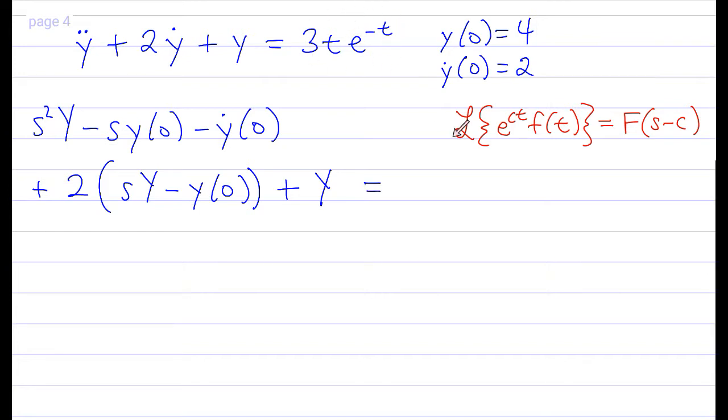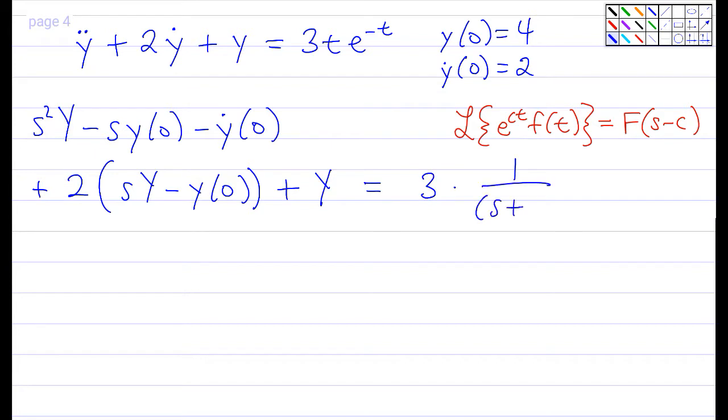Well, now we can apply this formula. We already know the Laplace transform of t. It's 1 over s squared. And this is going to shift that to the left. Instead of s, we're going to get s plus 1 because c is minus 1. So I get 3 times 1 over quantity s plus 1 squared.